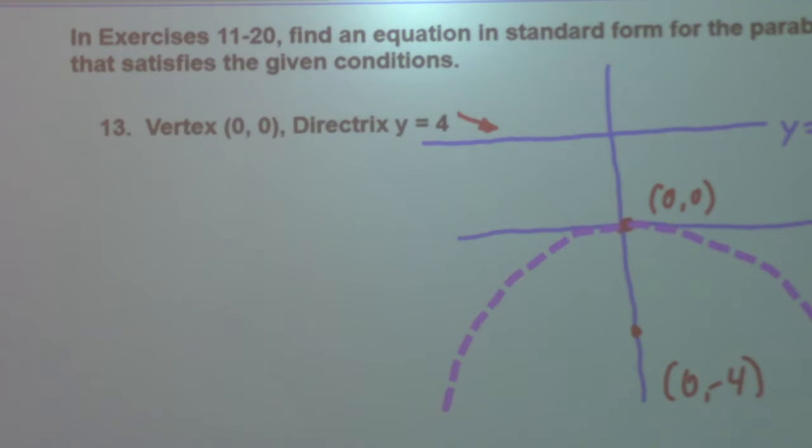What else do we need to do to find our equation here? We know the focus, right? So which form of equation are we using? x squared equals 4py, right? All right. So what is p going to be?